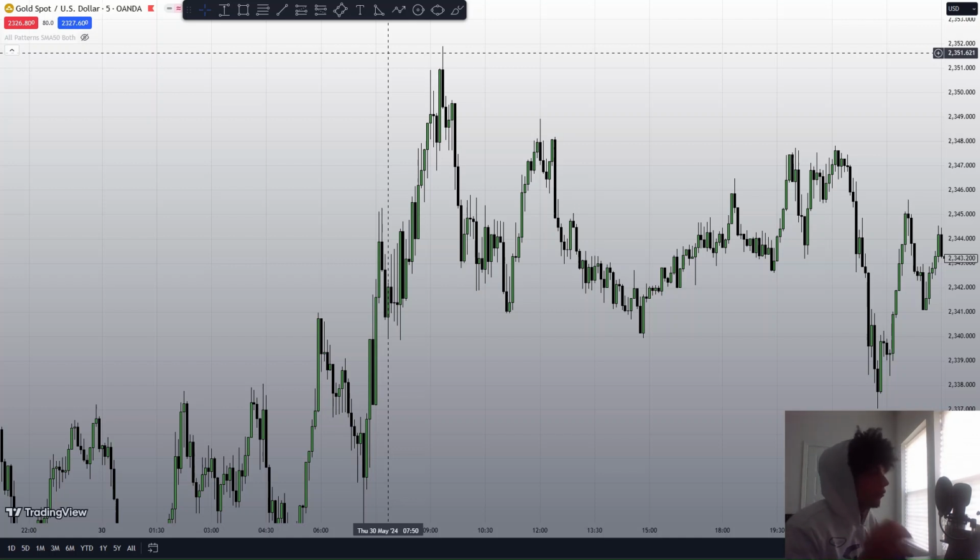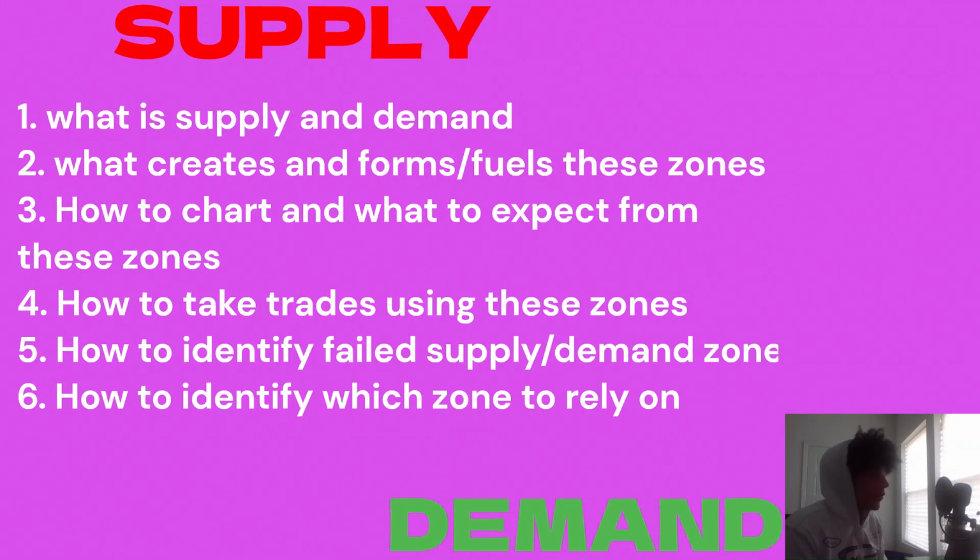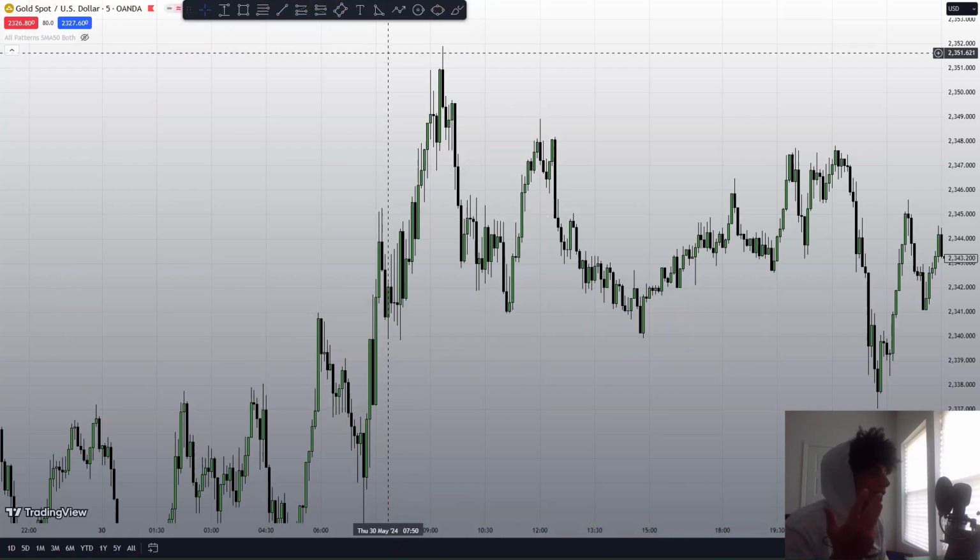Things you're gonna learn are what supply and demand is, what fuels it, what creates them, what you can expect from it, and how to indicate which supply or demand zones you should be using, because it's easy to end up charting a whole bunch on there. You'll also learn what confirmations you'll get once price touches those zones that let you know it's either going to fail or it's going to work. A handful of things, but I promise it's not going to be that long. We're going to try to get through it quick, but not too quick to where you don't understand.